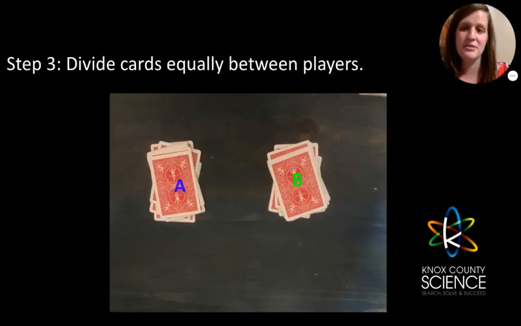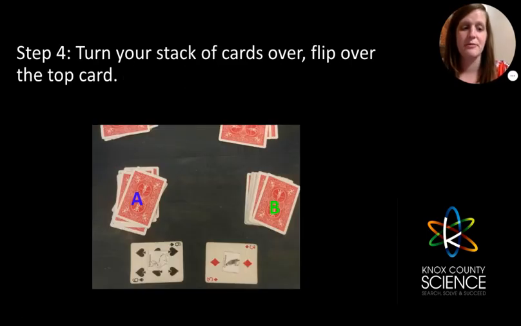So step 3, divide cards equally between players. If you're unable to find a partner to play the game with you, divide the cards into 2 equal stacks. If you're just playing with the cards on this week's page, each player should get 12 cards. Pause while you do this step. Step 4, turn your stack of cards over and flip over the top card.